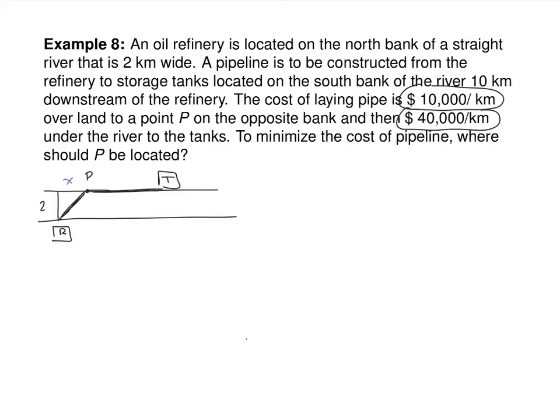We're going to call this X. It was 10 kilometers downstream, so what is it from P to T? 10 minus X. Okay, and the cost is the cost for going under the river plus the cost for over the land along the bank.